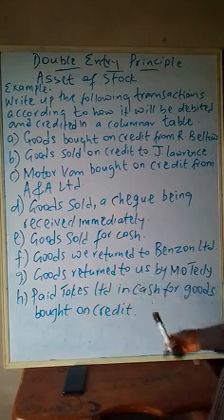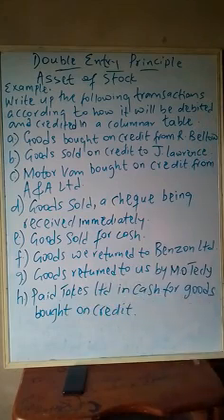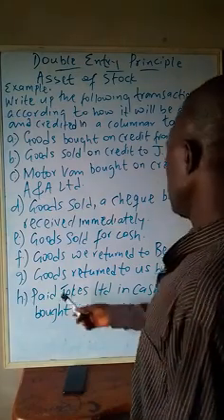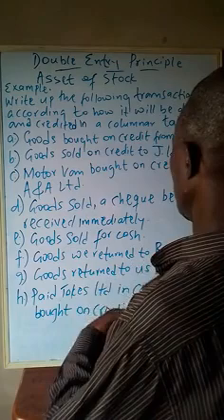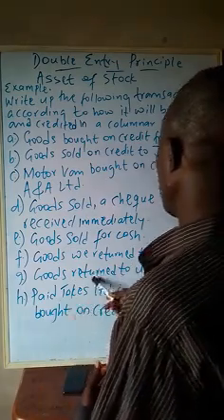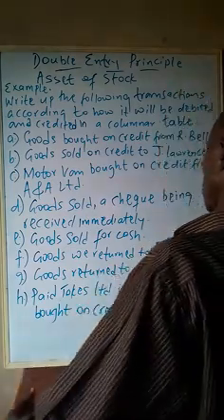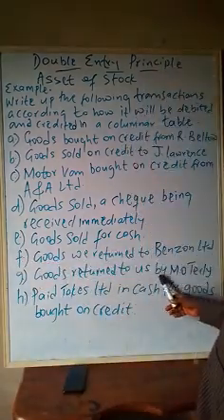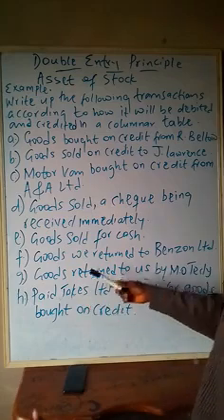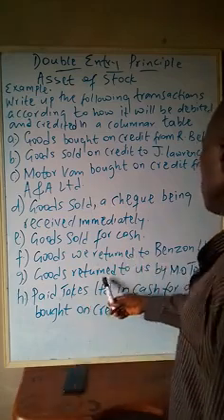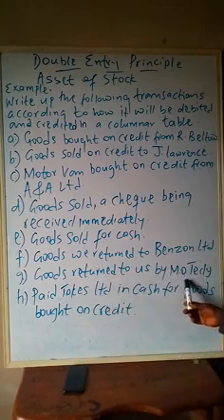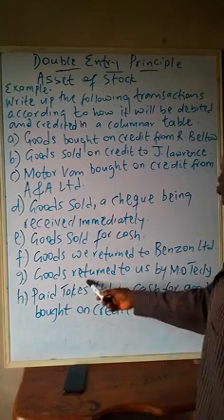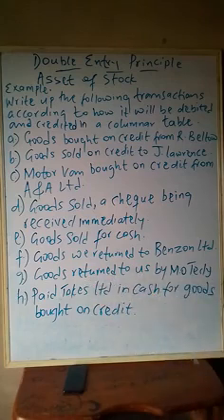G. Goods returned to us by M.O. Teddy. In this case, this is return inward. In F, we say return to Benson, but in this case, return to us. That means return to the business. That is return inward. So you debit return inward account and you credit M.O. Teddy's account. Teddy is the giver, while return inward is the receiver.